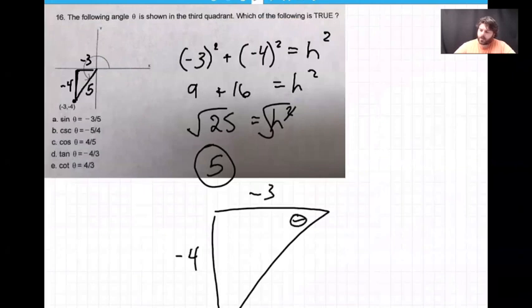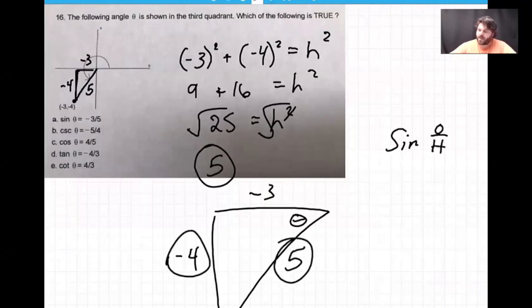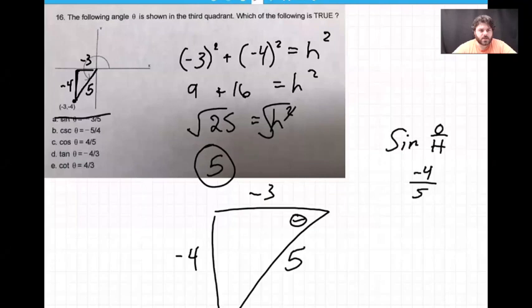Here's our angle theta. It's saying the sine is -3/5. Remember, sine is opposite over hypotenuse. Opposite is -4, hypotenuse is 5. That means the sine is -4/5. Is that what it says it is? Nope, it says -3/5. So it's not A.